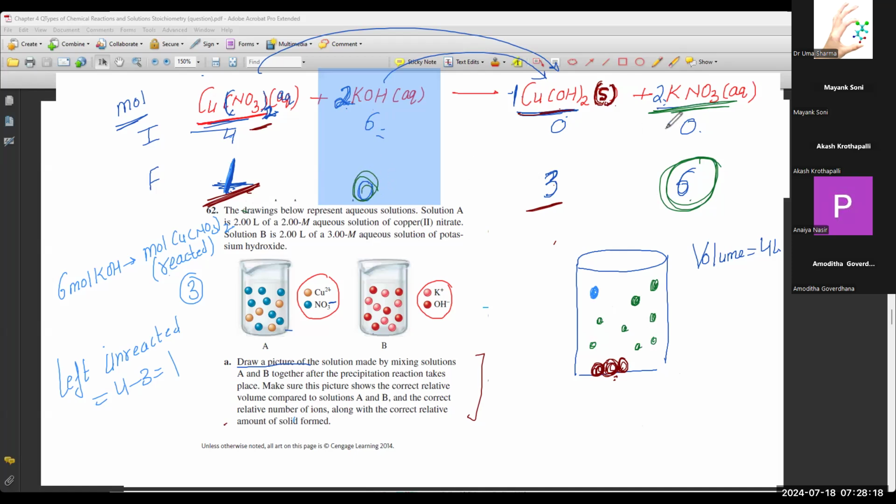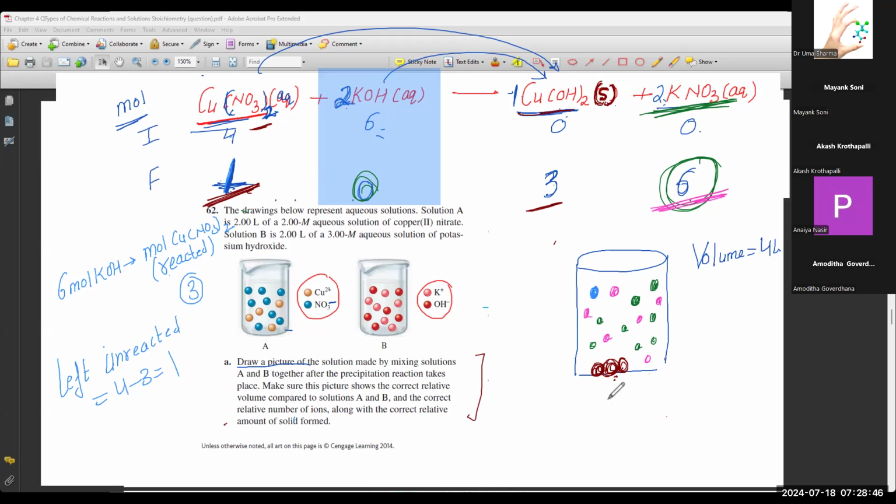How much K+? This is 0. So how much K+ from here? K+, children. 6. 1, 2, 3, 4, 5, 6. Is there any OH minus? No, OH minus is totally 0.